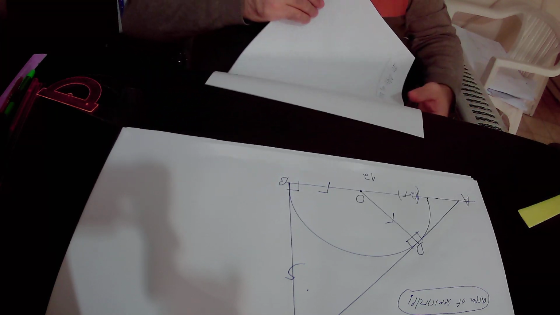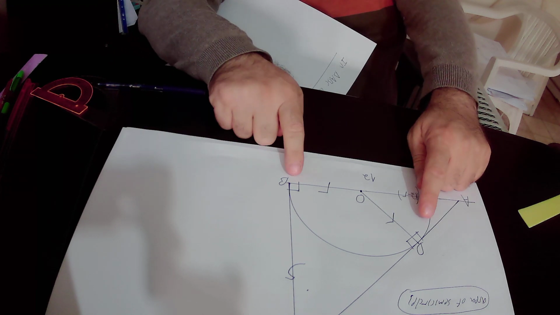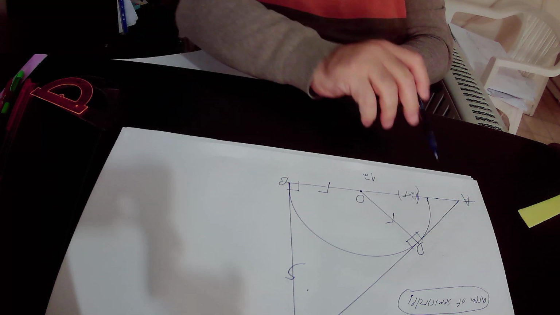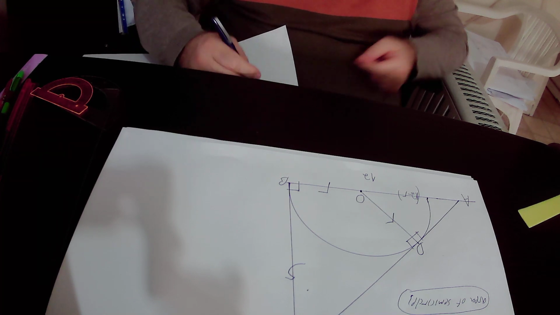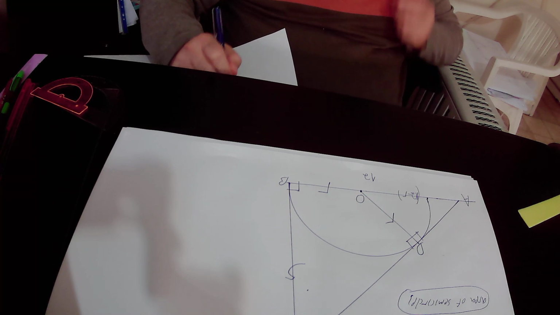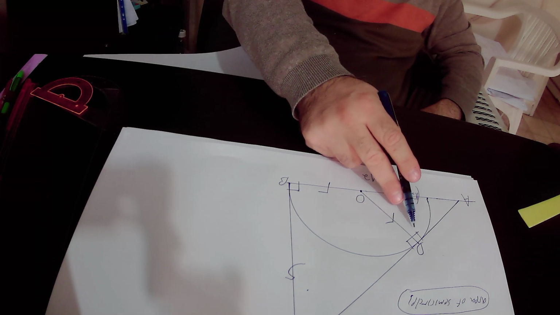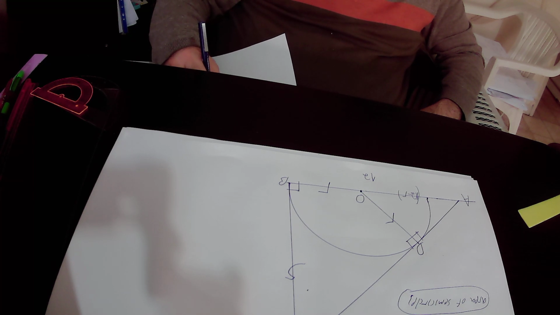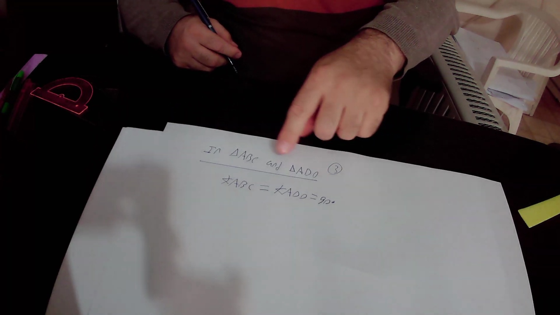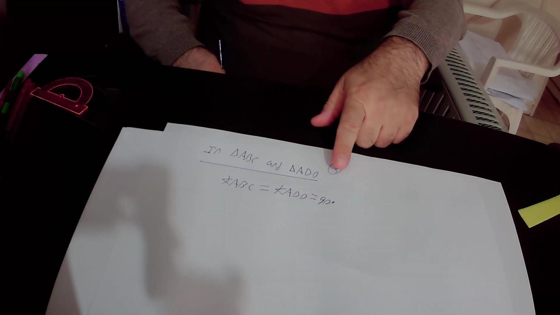So on those two right triangles, first of all, we know that those two angles are both right angles, therefore they are equal to each other. That is to say, angle ABC is equal to this angle ADO, and they are both equal to 90 degrees. So angle ABC of triangle ABC equals angle ADO of triangle ADO, and they are both right angles, equal to 90 degrees.